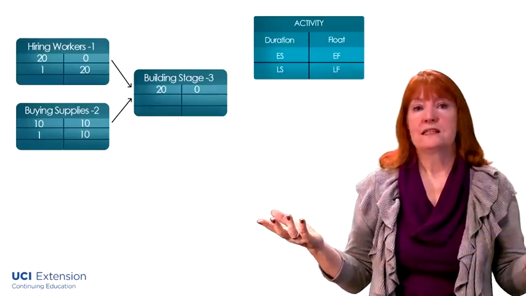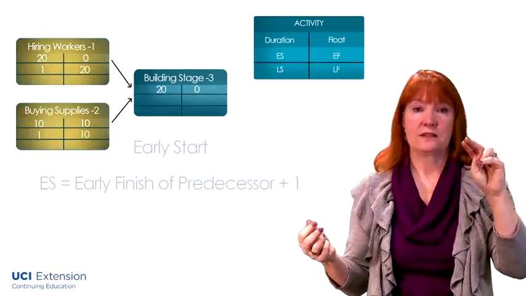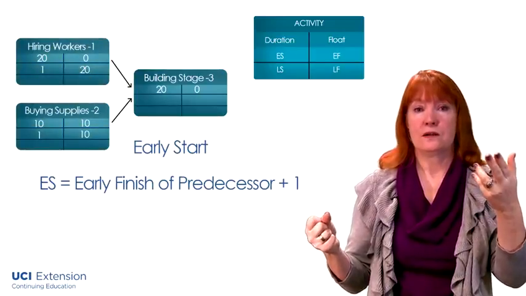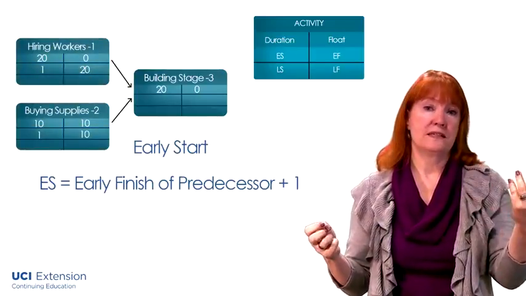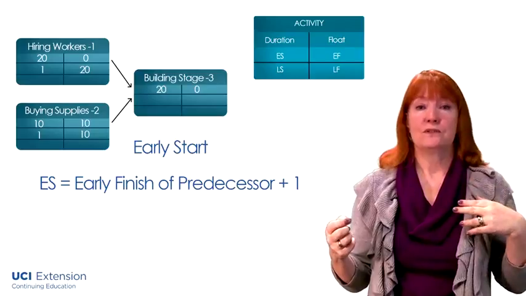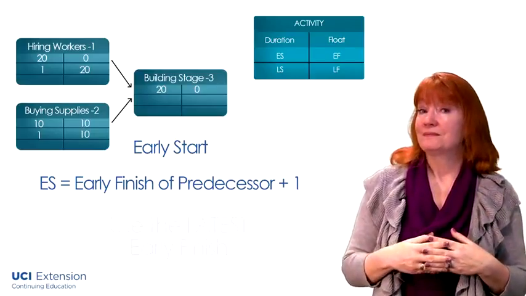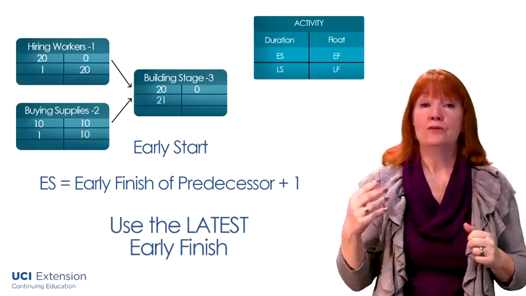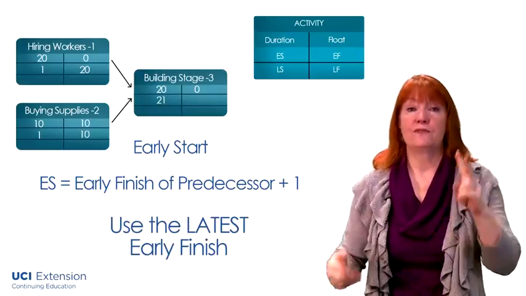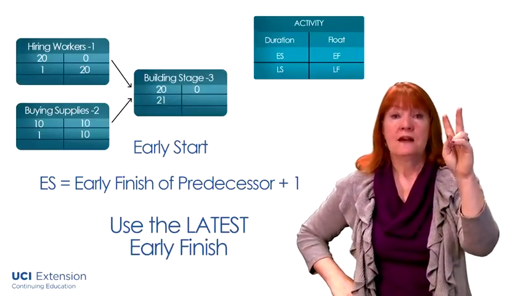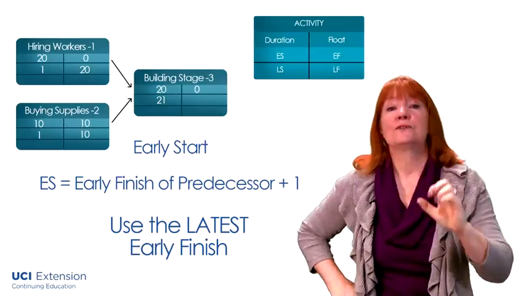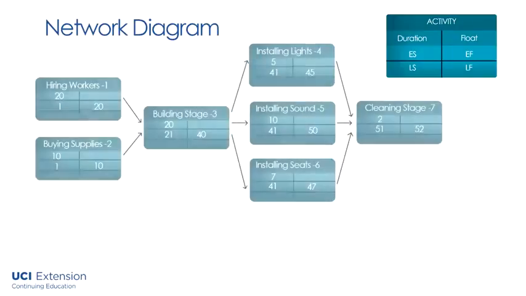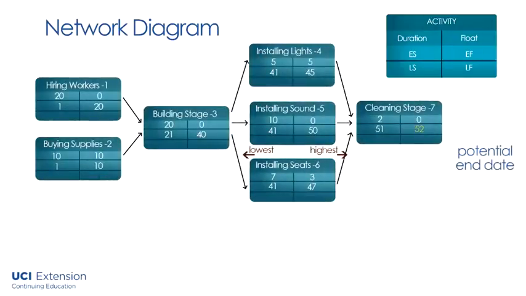Now, it's something for us to consider. What if an activity has 2 predecessors? If the formula for the early start uses the early finish of the predecessor, then what early finish do you use? What do you think? Use the latest early finish. And you do this because if an activity has to wait for 2 other activities to complete, then it cannot start until the last one finishes. Once you complete your forward pass, you have a potential end date for your project. You have the early finish for the last piece of work to be completed on the project.